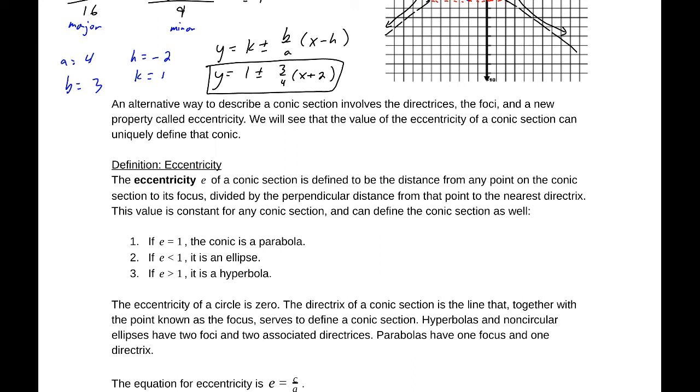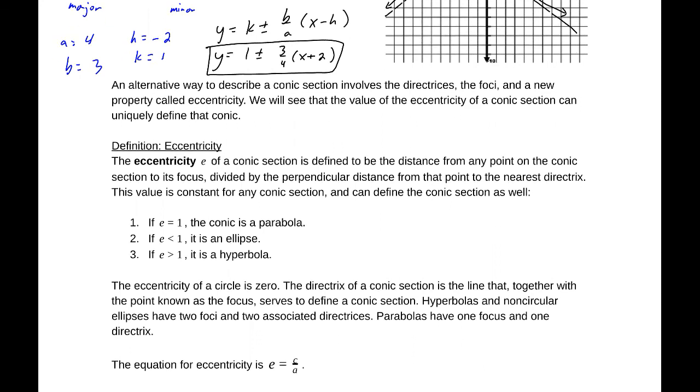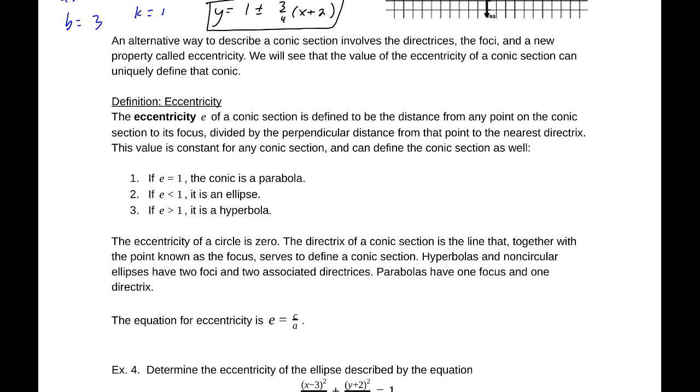So if eccentricity equals 1, it is a parabola. If it's less than 1, it's an ellipse. If it's greater than 1, it's a hyperbola. Now the eccentricity of a circle is 0 because, well, you know, there isn't a focus there, is there? If it is, it's the center, which means it's going to be 0. So we'd have 0 divided by 1. Okay, so we have 0. So the directrix of a conic section is the line that, together with the point known as the focus, serves to define the conic section. All right, so the equation to find the eccentricity in general is c divided by a. C is our distance to the focus, and a is the distance to the directrix, in some sense.